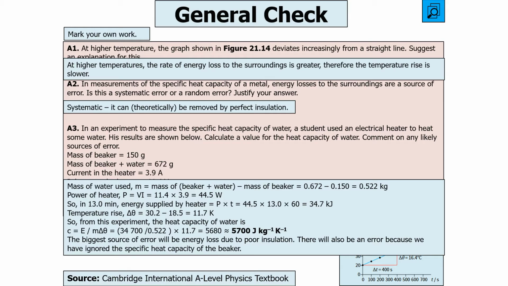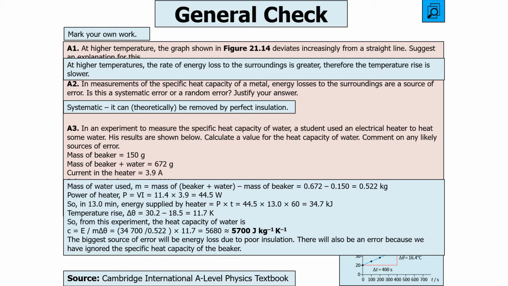Convert our 13 minutes into seconds, so we get 34.7 kilojoules. We can work out our change in temperature. We can then say C equals E over M times change in temperature. We then work it all through and we get 5,700 joules per kilogram per Kelvin.